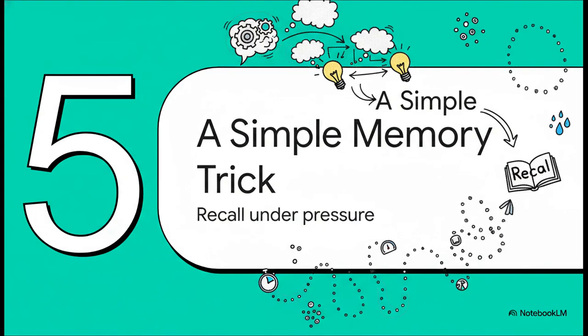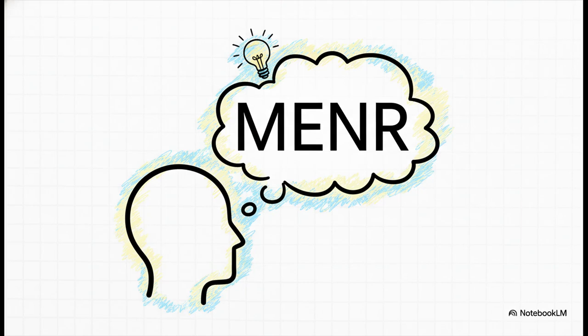Okay, but let's be real. Remembering a full sentence when the clock is ticking in an exam, that can be tough. So I've got a little memory trick for you that'll make it super easy to recall those four causes. All you have to remember is one simple word. M-E-N-R. MENR. Yeah, it's not a real word, but who cares? Each letter is a trigger for one of the causes. Think of it as your secret code to nail this question every time.